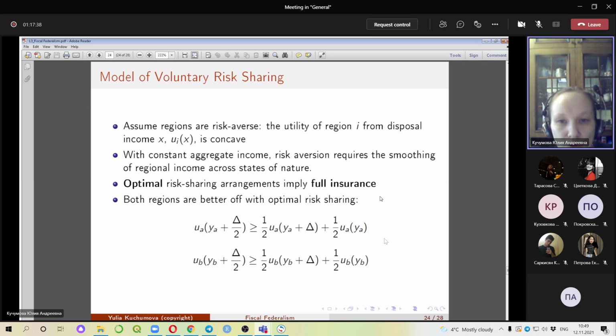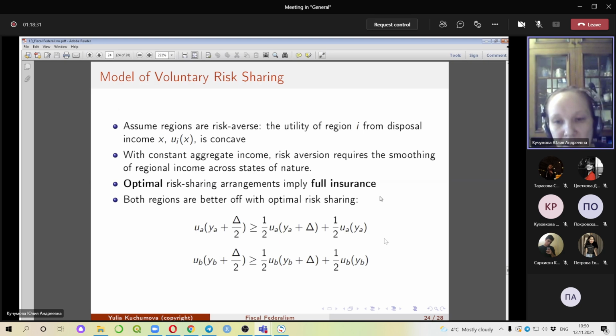Assume the regions are risk averse, meaning the utility of region i from disposable income x, ui of x, is concave. Because the total income is constant, risk aversion requires smoothing of regional income across states of nature. And the optimal risk sharing arrangement will call for full insurance. Why is that? It's because both regions are better off with optimal risk sharing.